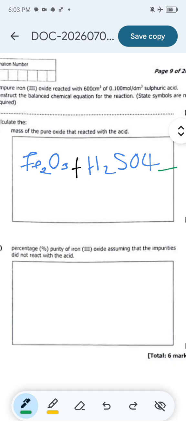If we react iron(III) oxide with sulfuric acid, what products are we going to get? We are going to get the same iron(III), so iron(III) sulfate plus water. The iron(III) sulfate forms, and the hydrogen combines with the oxygen to form water. So that's how the equation is going to be.